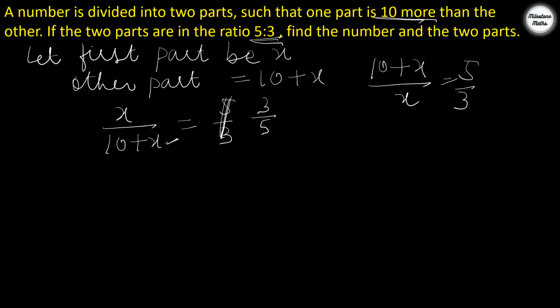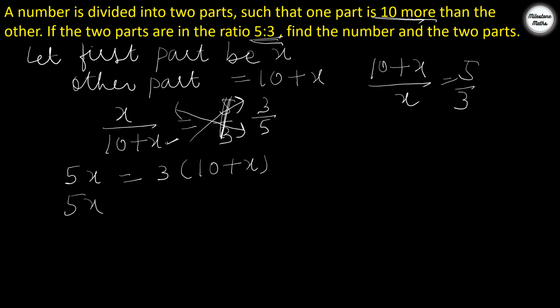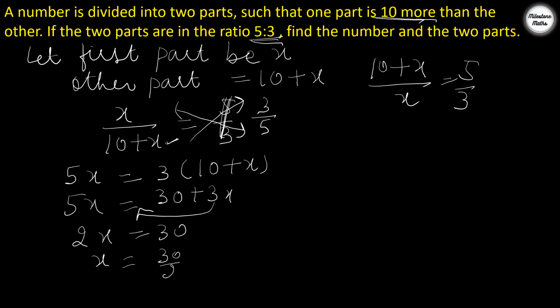Now we have got our algebraic equation, and how will you solve it? By cross multiplication. If you cross multiply, it will be 5x equals 3 multiplied by 10 plus x. So 5x equals 3 into 10 is 30 plus 3x. This 3x will be transposed to that side. So 5x minus 3x is 2x, and this equals 30. So we get 30 by 2, that means x equals 15.